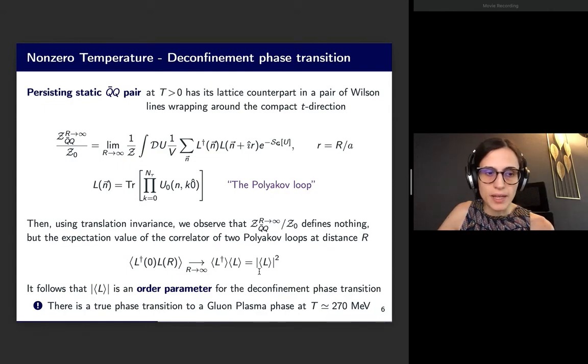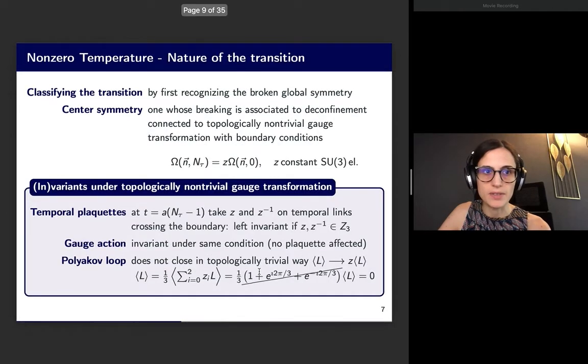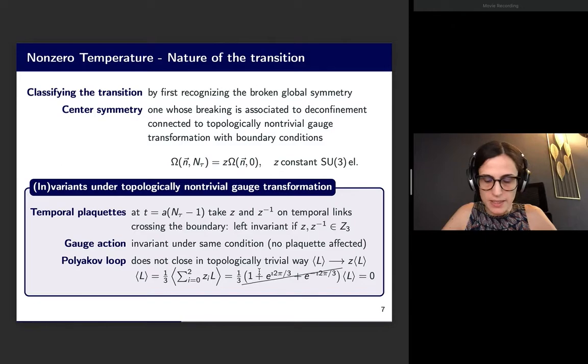Actually, you can find out with simulations that there is indeed a true phase transition in pure Yang-Mills, for example with 3 colors. And this is a transition that happens at a temperature of about 270 MeV. The next thing we want to do, after we understand that there has to be a transition, because we have looked at the high T and at the low T limit and we have seen very different behaviors, and we have also just understood what observable can distinguish the two phases, is we would like to classify this transition.